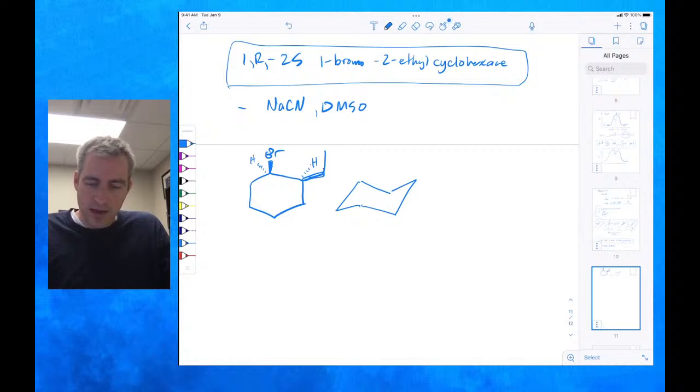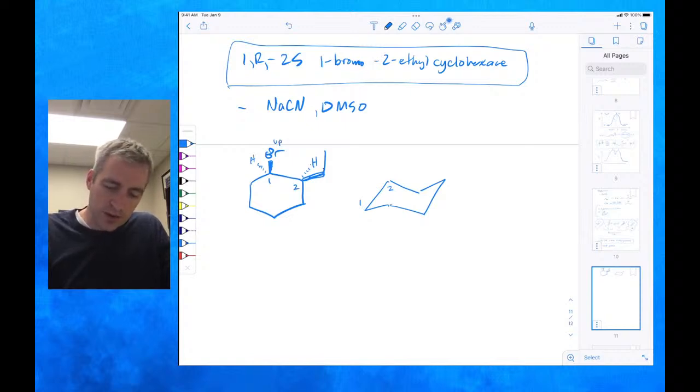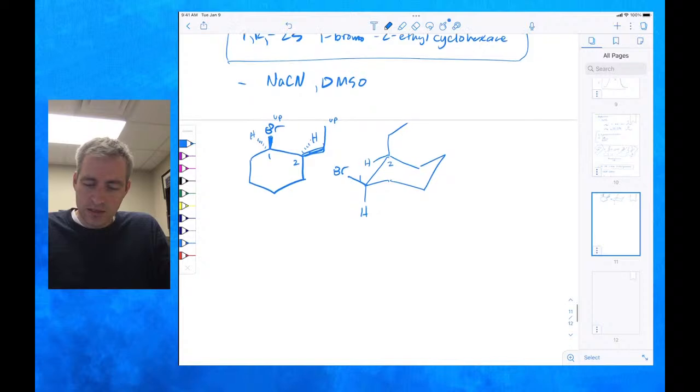Which looks like that. We could pick any 2 carbons we want. Actually, we can't. It tells us that this is 1 and this is 2. I didn't leave myself enough space, so let me just move this over a bit. Okay, so this is carbon 1 and carbon 2. Carbon 1 has Br as up, this has the ethyl as up. Carbon 1, the up position is over here. The down position is the hydrogen. Carbon 2, the up position is ethyl, and the down position over here is hydrogen. So that's the correct way to draw this molecule.